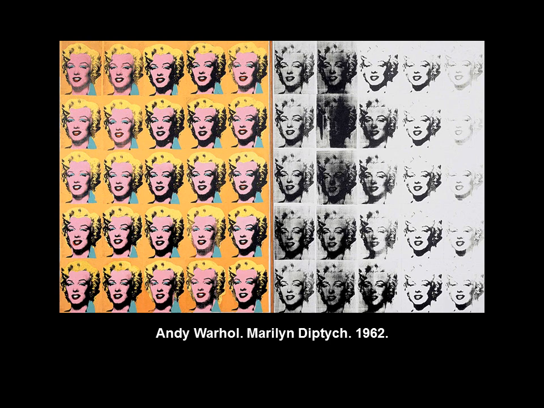The artist that is most strongly associated with pop art was Andy Warhol. This is a work of his titled Maryland Diptych from 1962. A diptych is a two-panel composition. Andy Warhol used silkscreen, which was a way to mass-produce images that's used commonly every day in t-shirts. It's a printmaking technique that we went over in the printmaking lesson.